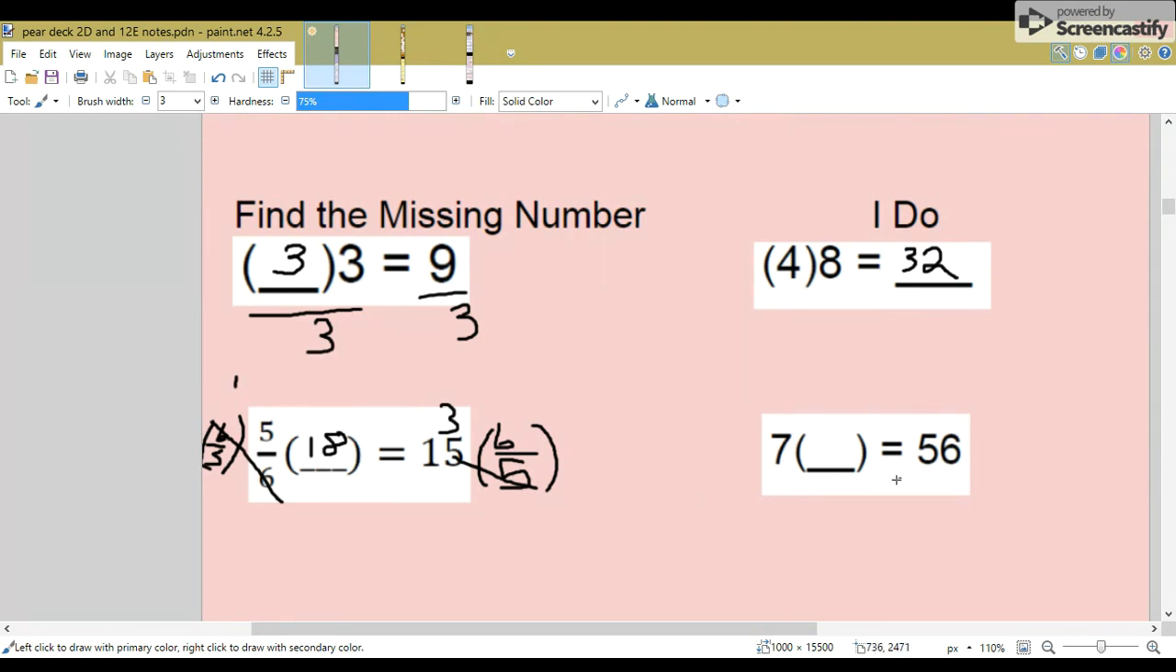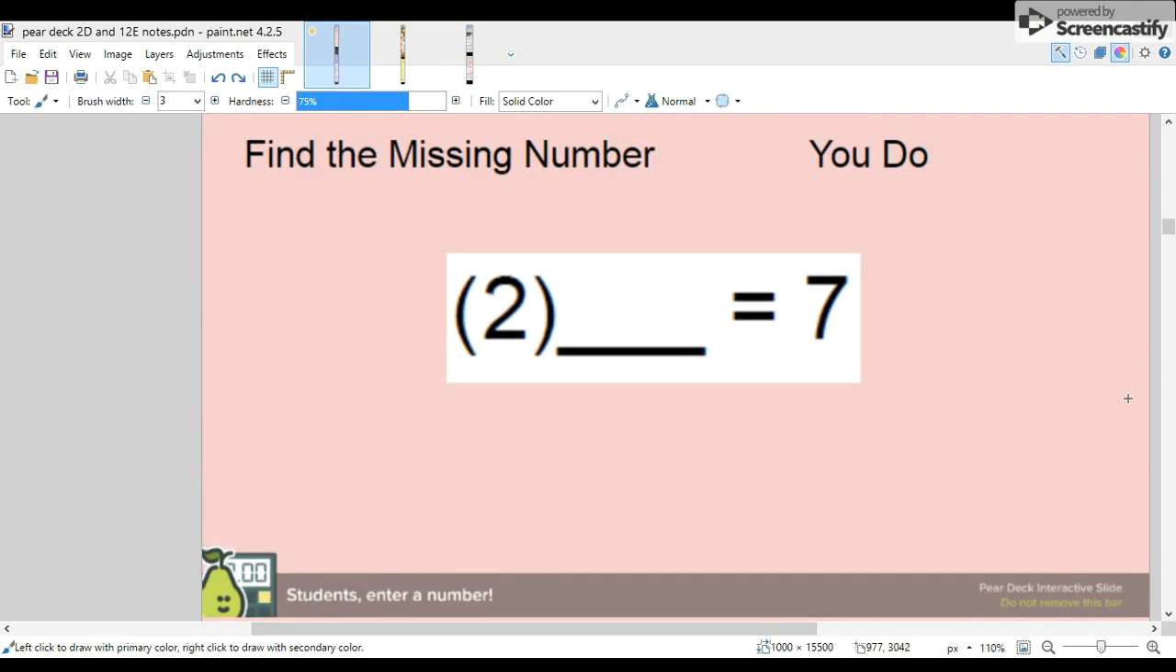7 times something equals 56. 7 times 8 equals 56. The step would be to divide by 7. 56 divided by 7 is 8. You have 8 sevens inside of 56.